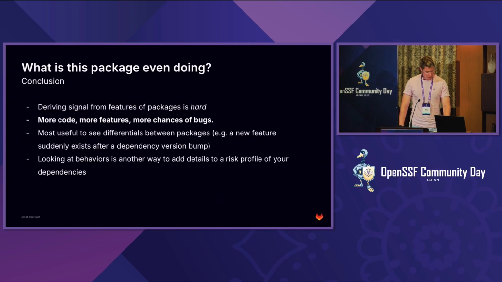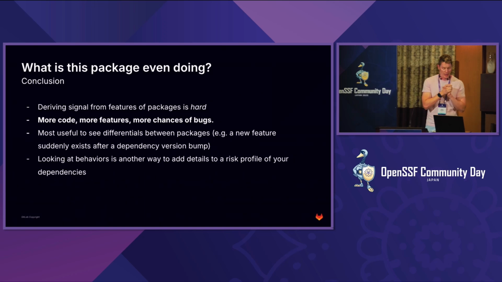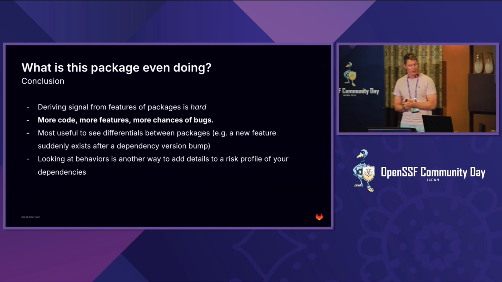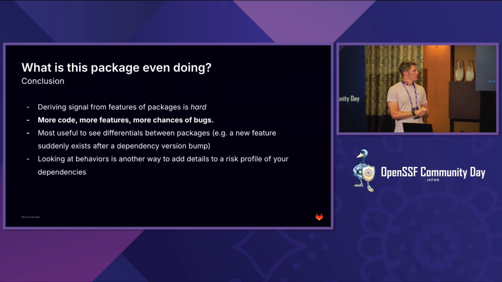So yeah, that concludes my talk. Just a couple of things. Deriving signal from features of packages is actually hard. The biggest signal that I could really determine from this was more code, more features, more chances of bugs, higher attack surface. But what was very interesting is to see the differentials between packages. As a new feature or a new behavior suddenly exists, that's where I think the real value of looking at behaviors comes from. And looking at behaviors is just another way to add details to your risk profile for your dependency. So that pretty much concludes it.